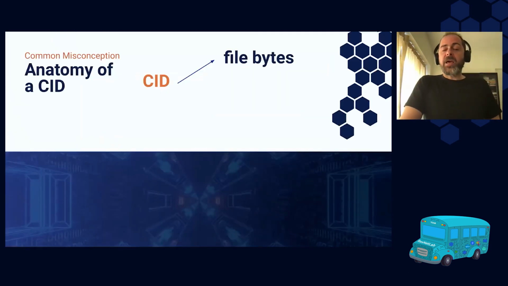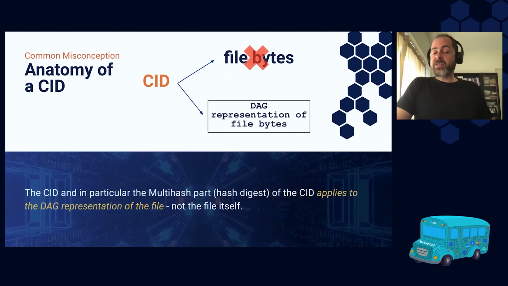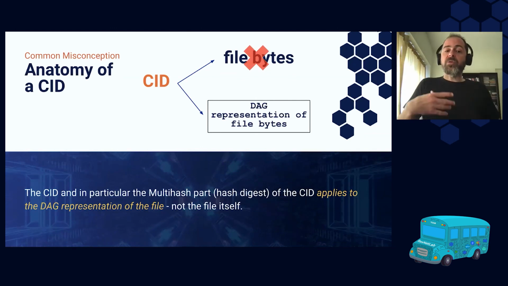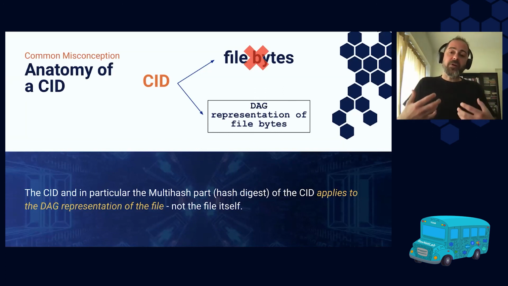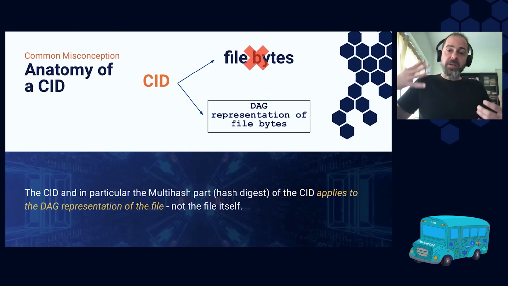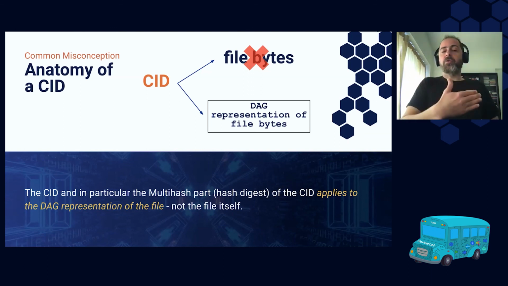Now, a CID is commonly thought to be the hash of the file in bytes. This is actually wrong. What we have to understand is that the CID, in particular the multi-hash part, the hash, applies to the DAG representation of the file and not the file itself. So when the IPFS system is producing a CID out of the file that has been added to the system, it will first construct the IPLD DAG graph, and then it's going to apply the hashing that we have seen before to every individual leaf node in that tree.